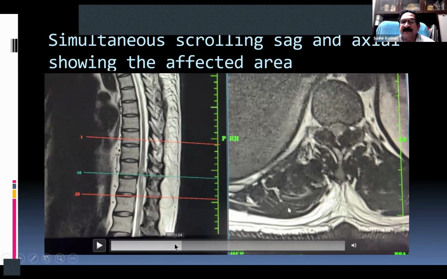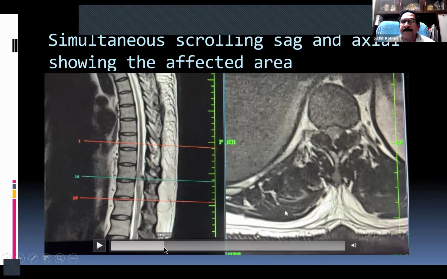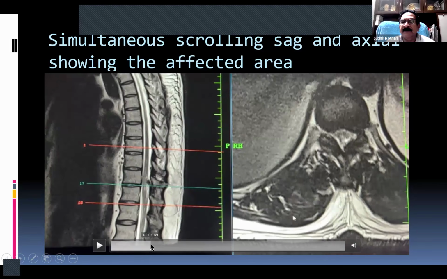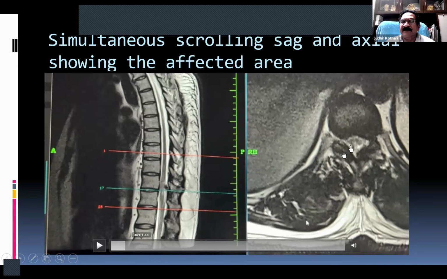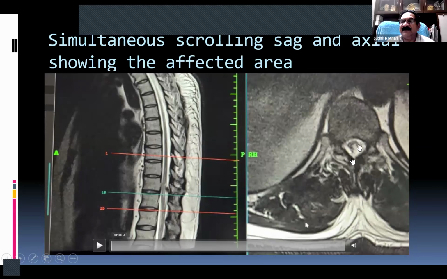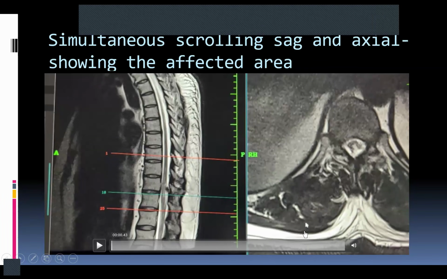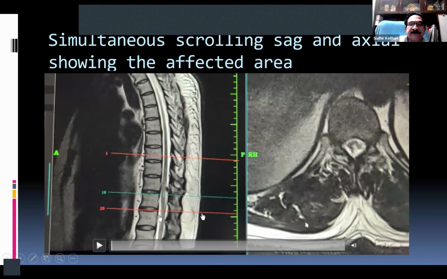That is on the left side, right? See, that is on the left side. That is coming like this. That is going to the other side also. That is the area affected. But what is the level? This level? The corresponding level is the same, L1 to L2. This is the area which is affected.